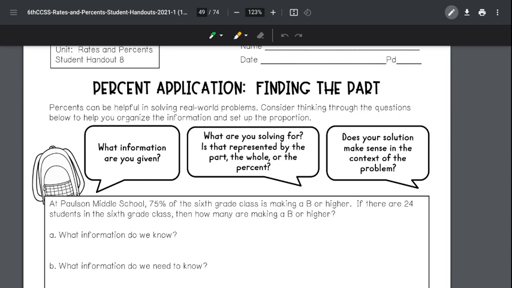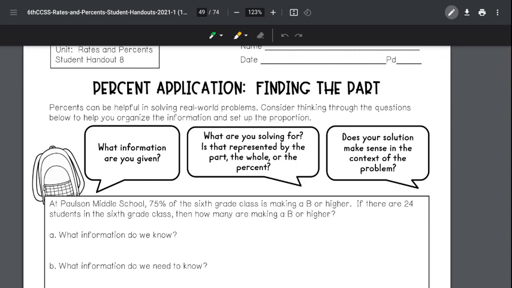All right, this is your percent application finding the part notes. Percents can be helpful in solving real-world problems. Consider thinking through the questions below to help you organize the information and set up the proportion.